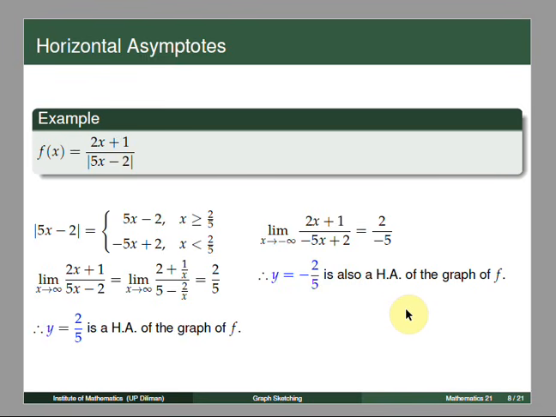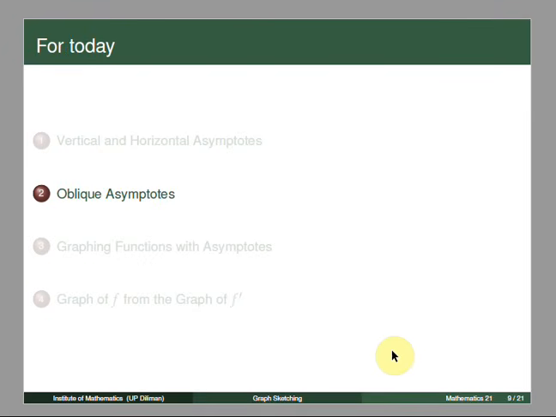So it is actually possible for a function to have two horizontal asymptotes. That's nice. That ends this part of the video. The next part of the video will focus on non-horizontal and non-vertical asymptotes, which we will call oblique asymptotes. See you on the next video.